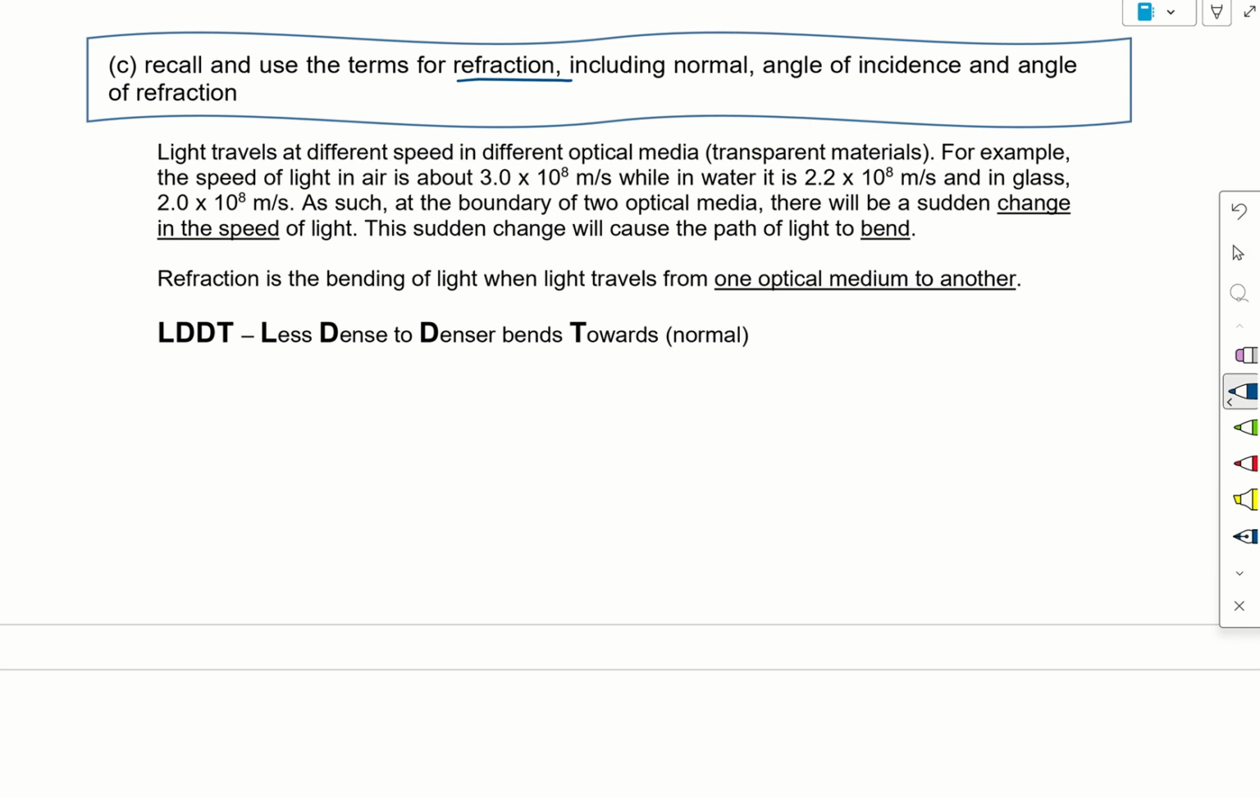Okay, take note of the spelling. We still have normal, which is very important. Now, normal is an imaginary line that is perpendicular to the surface. Okay. We have angle of incidence, which is the angle between the incident ray and the normal. We have now angle of refraction, which is the angle between the refracted ray and normal. So as you can see, the normal is very important.